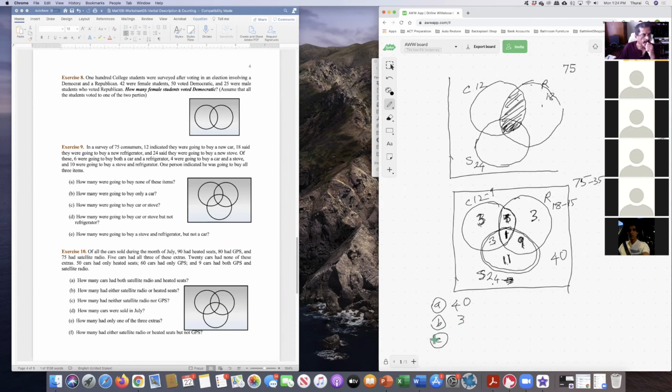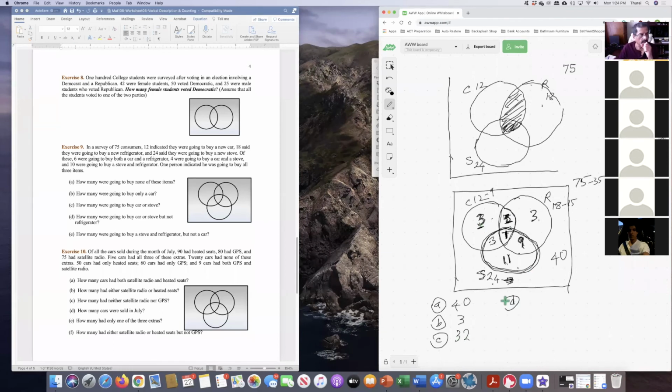C is, how many are going to buy car or stove? Car or stove will be the union of C and S. So that will be all the numbers in C and S, which have to be added up. Entire S has 24. So 24 plus 5, 29 plus 3, 32. 32 are in the union of C and S.